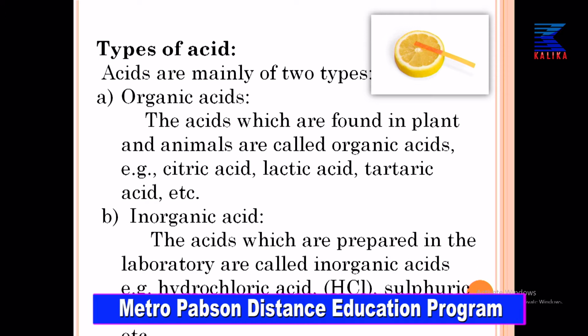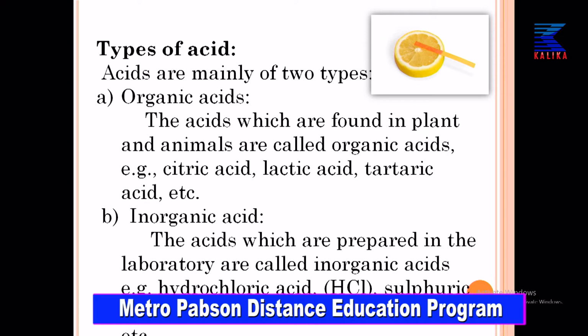These are the acids, or those substances which are naturally occurring, called organic acids. Similarly, inorganic acids are extracted from mineral sources or easily synthesized in the lab. You can see in this slide, the acids which are prepared in the laboratory are called inorganic acids. Examples are hydrochloric acid, sulphuric acid, nitric acid, etc.